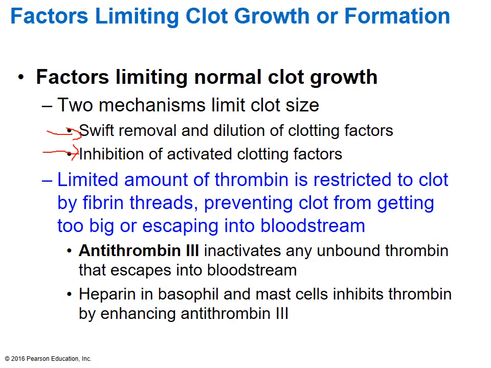We also see that there's a limited amount of thrombin that will be restricted to the clot by the fibrin threads. So this will obviously prevent the clot from getting larger, because remember, thrombin is the protein that you need to convert your fibrin into its final form. Towards the bottom of the slide, we also see a mention of antithrombin. That is another protein that is floating around that will actually inactivate any unbound thrombin that might escape away from the site of injury.